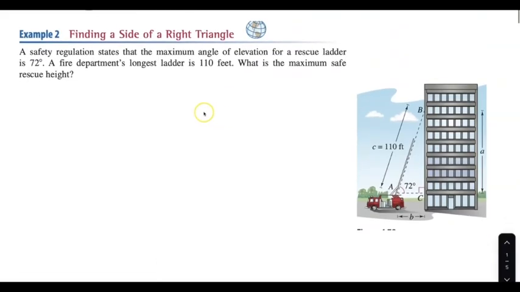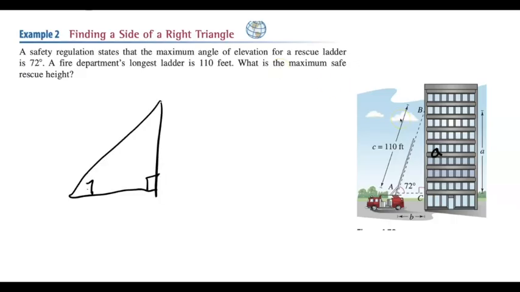Next one, little application problem. The safety regulation that states that the maximum angle elevation for a rescue ladder should be 72 degrees. So there's my rescue ladder, 72 degrees. Fire department's longest ladder is 110. So there's 110. What is the maximum safety rescue height? I just want to find out what this is, the height is. Well, if you look at it, we just have a right triangle. We have this. This is 72. This is 110, and this is A.